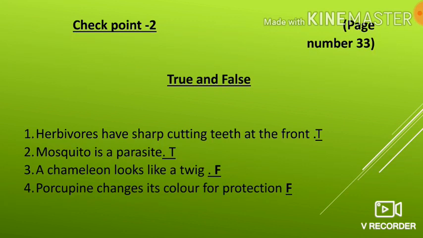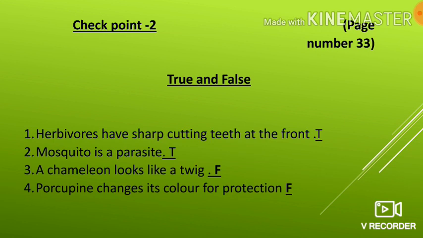And next, the second checkpoint is on page number 33, and here is some true false. First, herbivores have sharp cutting teeth at the front. It's true. And second, mosquito is a parasite. It's also true.